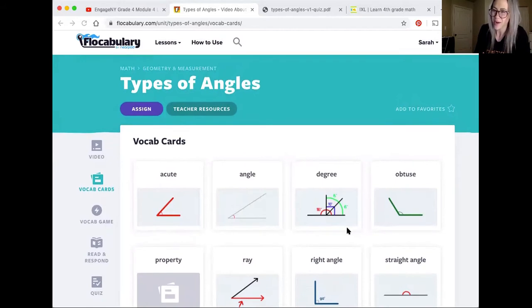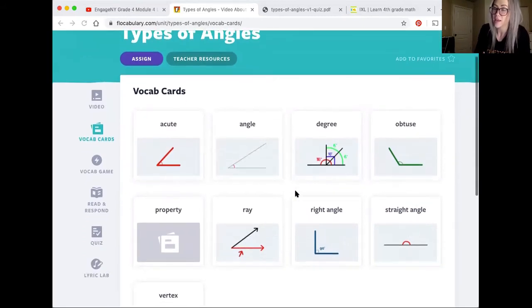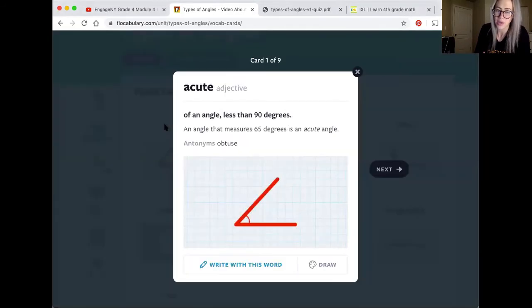One thing I wanted to start out with is types of angles, vocabulary words. So on vocabulary, there's so many amazing resources that your teacher can use to help you learn. Now, these are all vocabulary words. So let's just quickly review those, what we've learned so far this week.